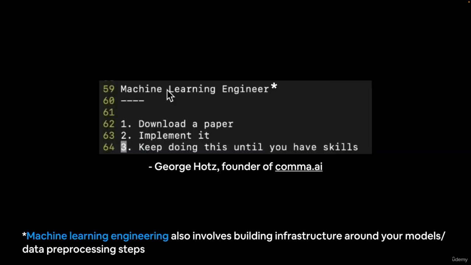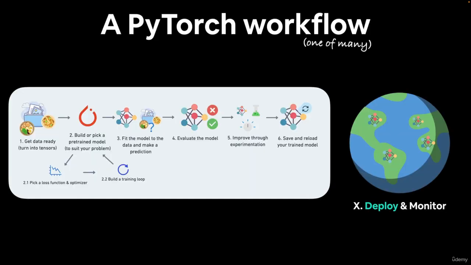Then we reviewed the machine learning engineer steps: download a paper, which we've already done, or we've implemented the Vision Transformer paper. Keep doing that till you have skills, so that's going to take a little bit of practice. But if you want to take it even further, the next step would be machine learning engineering. If these steps are machine learning research, machine learning engineering would be making your research available to others. So building infrastructure, such as deployment infrastructure and monitoring infrastructure, around your models and data pre-processing steps.